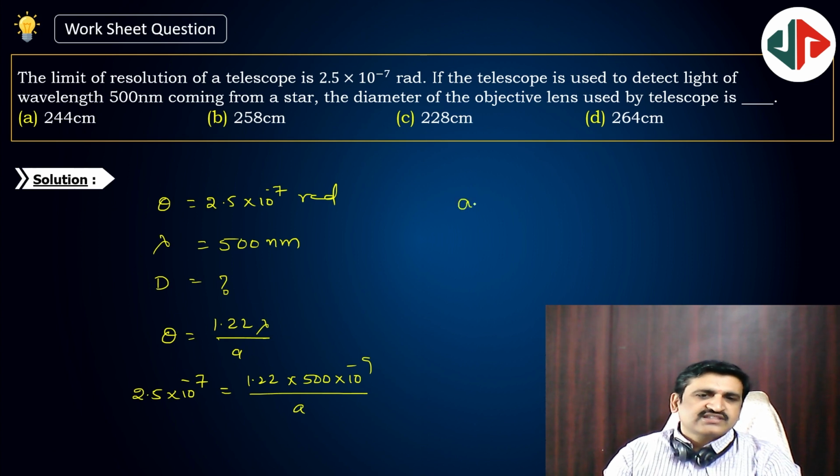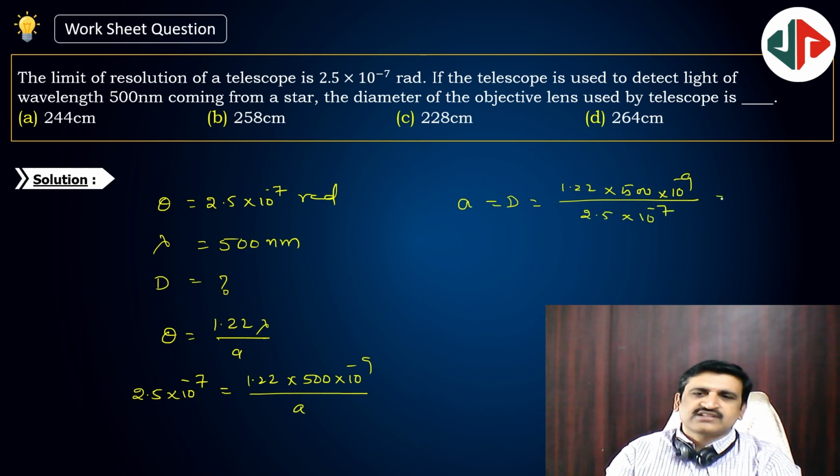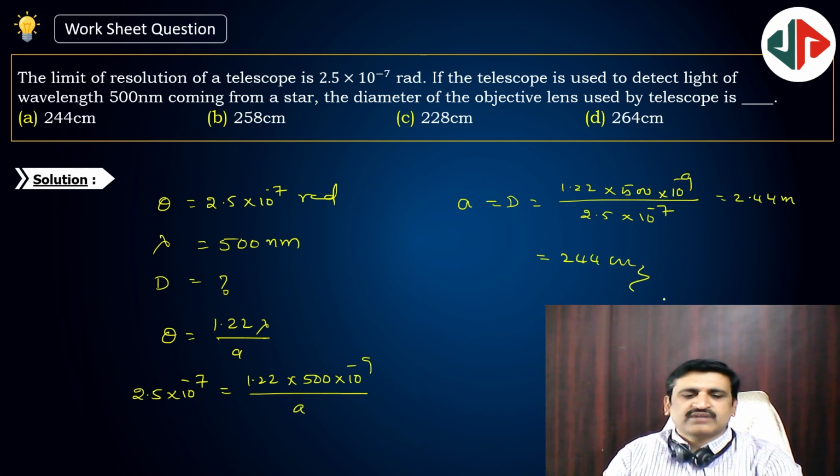So a, or d, whatever, is equal to 1.22 into 500 into 10 to the power of minus 9 by 2.5 into 10 to the power of minus 7, which is equal to 2.44 meter. So you can write 244 centimeter, I am multiplying with 100.